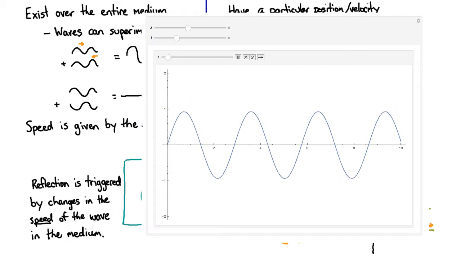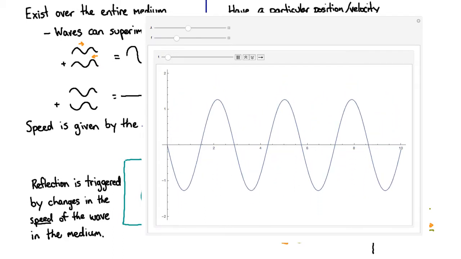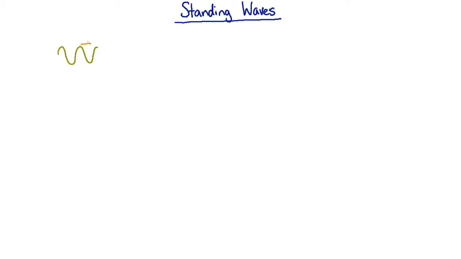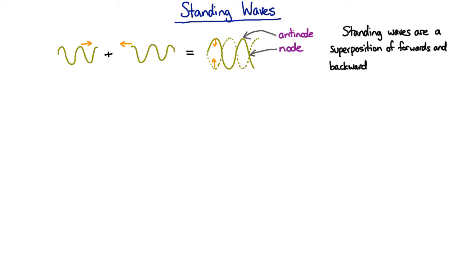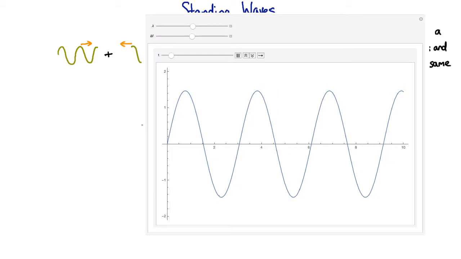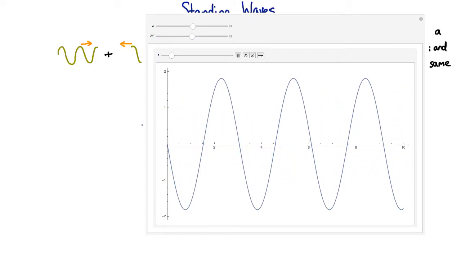And because it's not traveling, we call this a standing wave. And these points here, where the standing wave is moving a lot, are called antinodes. And these points here, where it's not moving at all, are called nodes. So here's our standing wave, where both the frequencies are the same.